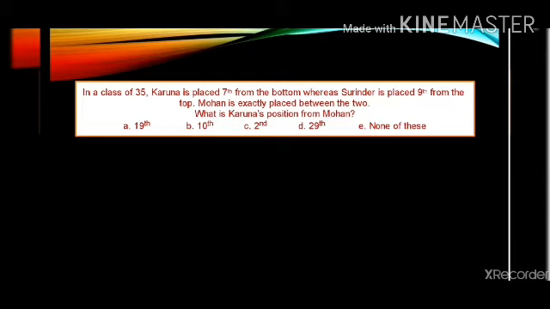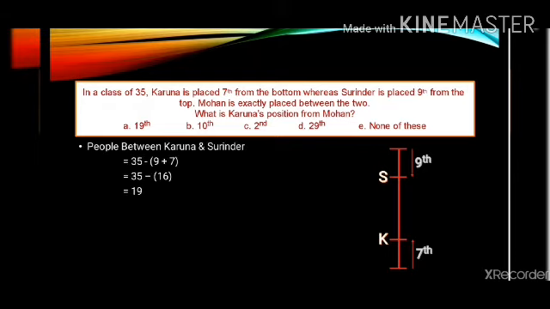Now, like I said in the previous question, we solve it one step at a time. According to the given data, Karuna is 7th from the bottom and Surender is 9th from the top. I'll make a diagram accordingly. Now I am given the total number of students in the class, that is 35. I know that 35 students are there in the class. I can calculate the number of students that are sitting between S and K.